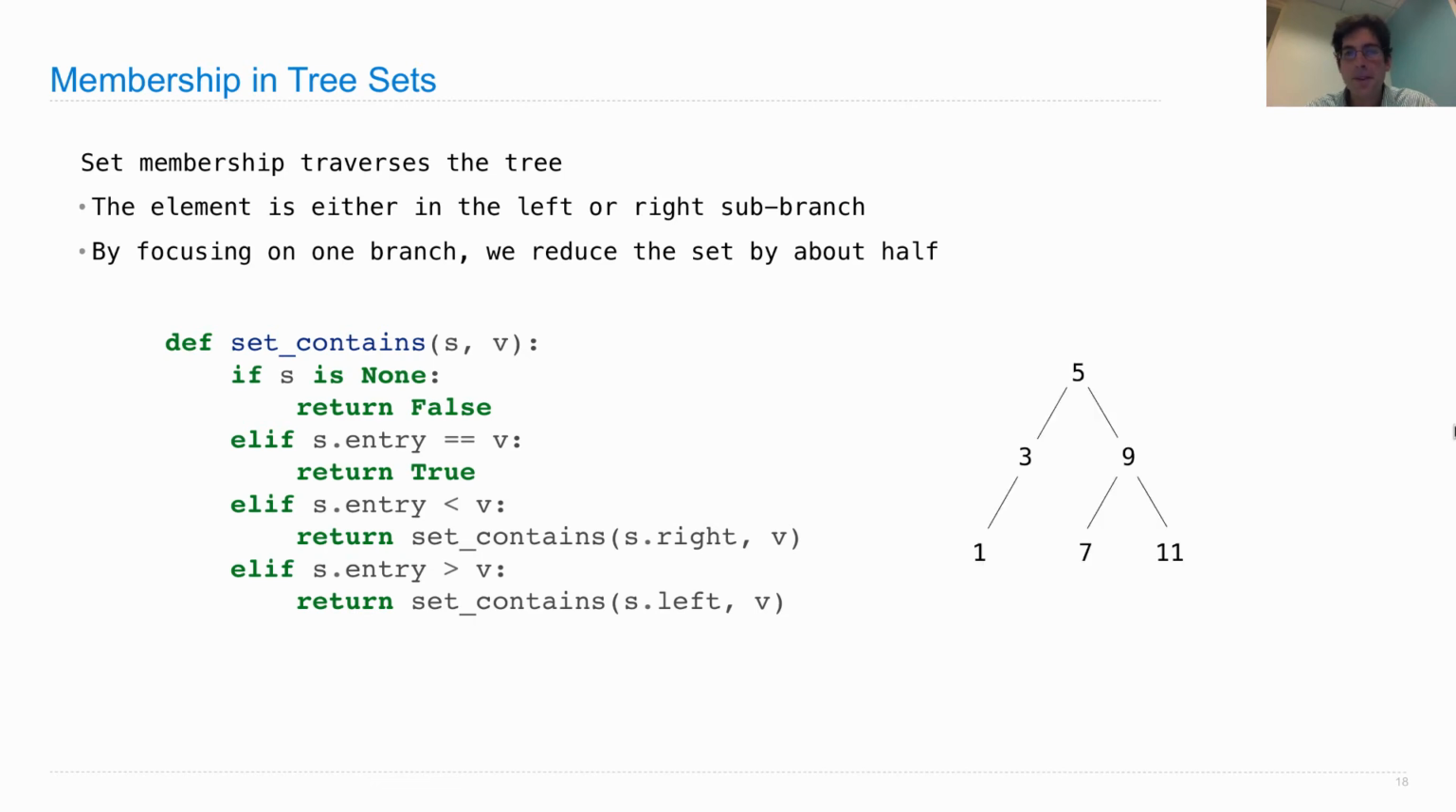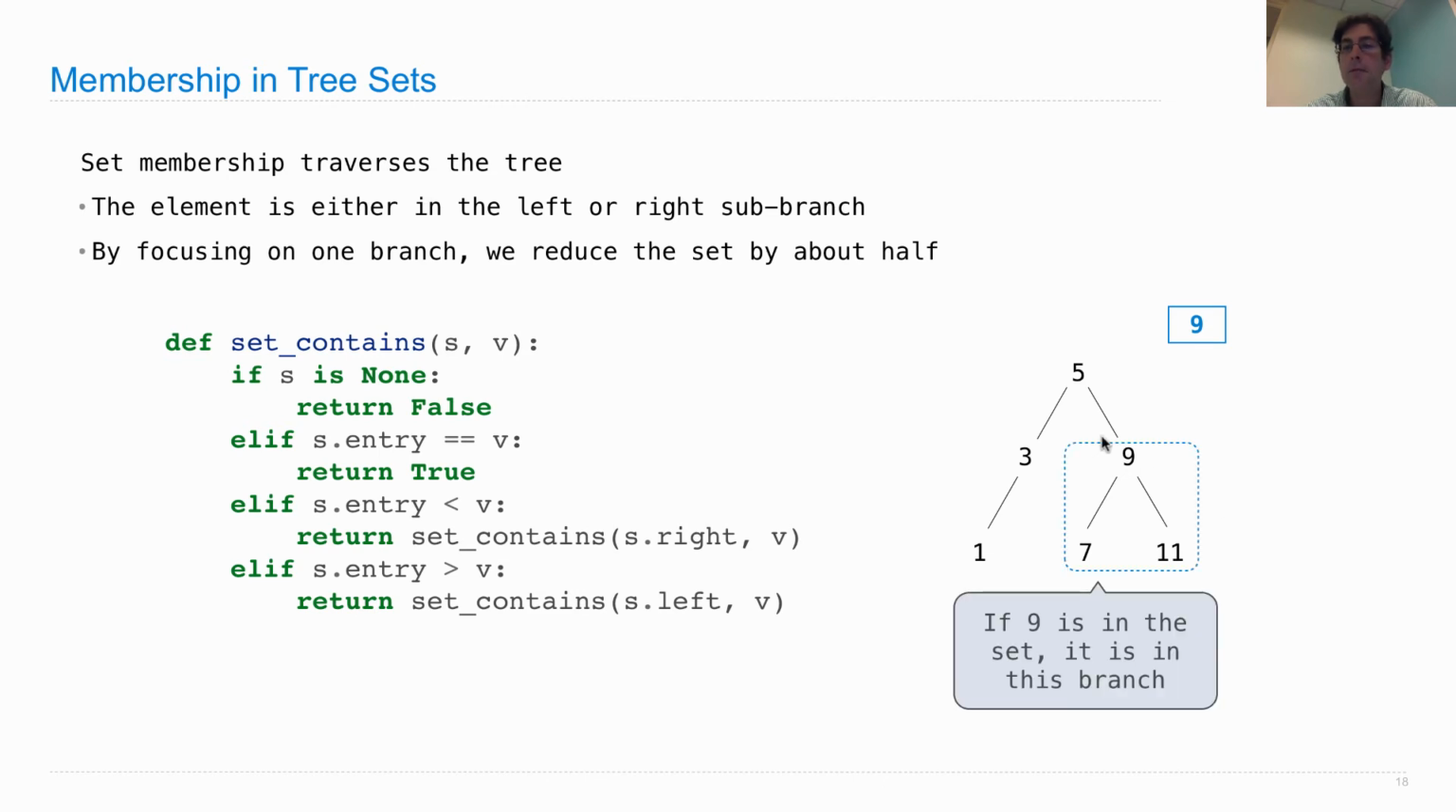Let's do an example. So let's say we're looking for the number 9 in this tree set. We start out with a tree that has 5 as an entry. This is the left and this is the right. We compare 5 to 9 and we realize 9 is bigger than 5. So if 9 is anywhere, it's got to be here in the right branch. We can forget about the left branch. And that means we have a lot less work to do because we've just forgotten a whole chunk of the tree.